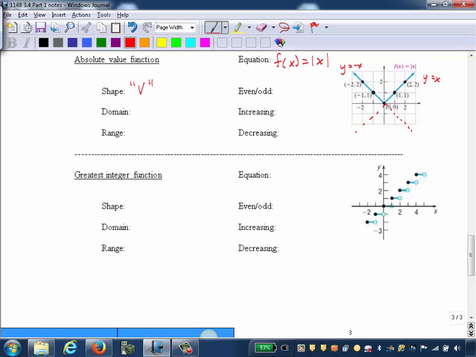So we know our domain, we can see, is negative infinity to infinity. Now the range, we can see this V doesn't start until a y value of 0. So its range is everything from 0 to infinity.